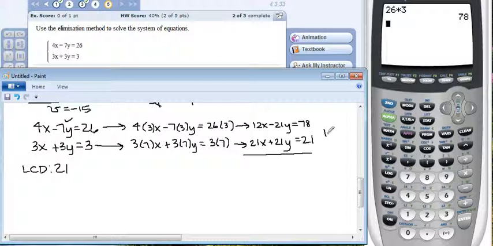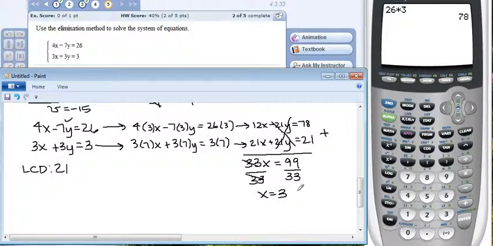See, now if I add, these go away. A negative 21 plus a 21 is gone. I've rid my y's. 12 and 21 is 33. 78 and 21 is 99. Then I would divide through by 33, and x is 3. There's one answer.